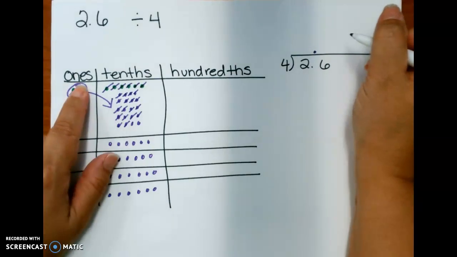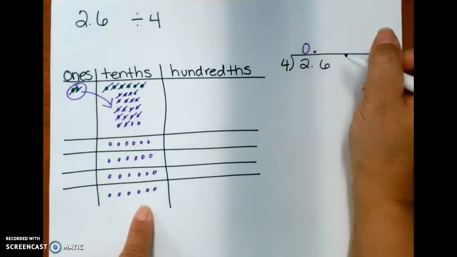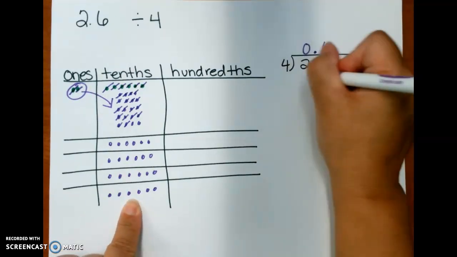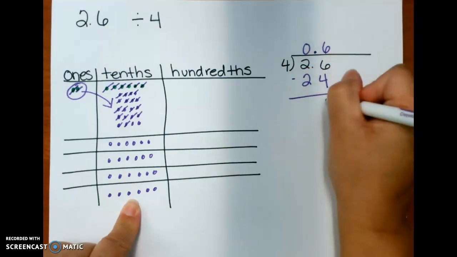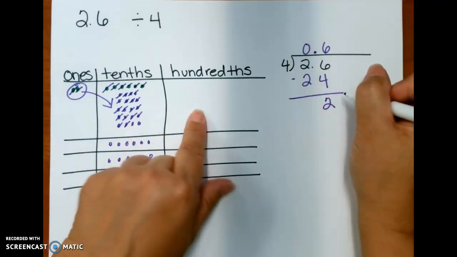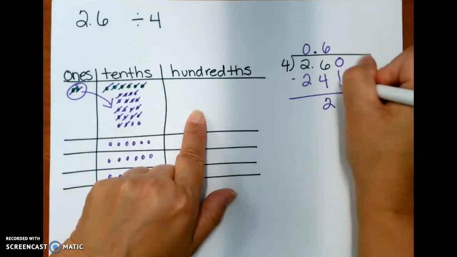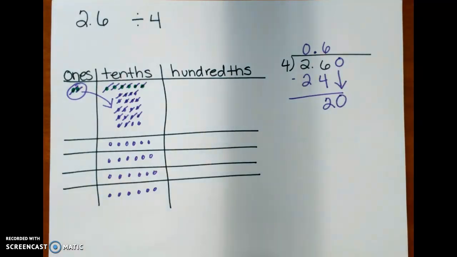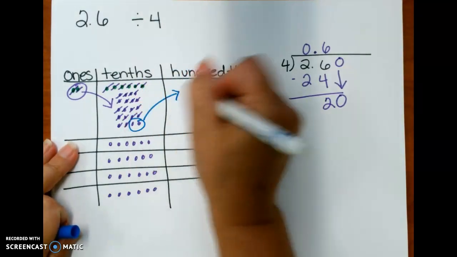Again, I have no ones, so I can put a 0 there. I have in my tenths 6 in each group. 6 times 4 is 24. 6 minus 4 is 2. Now I have 2 tenths that I can trade for 20 hundredths. So I'm going to add my 0 and bring it down. 20 hundredths. So I'm going to go ahead and move these 2 tenths to the hundredths place.